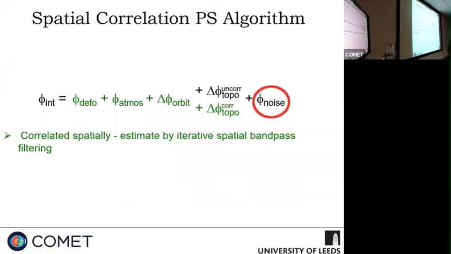So this one is then still correlated with perpendicular baseline. And these two we can estimate by filtering in time and space. And then what we're left with is the deformation. So it's important to remember that we're selecting and then we're going back to the original phase. Yeah?